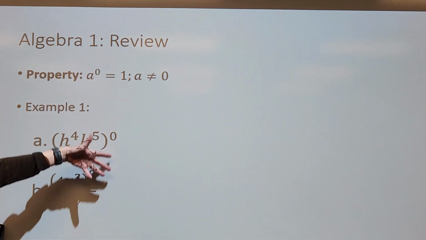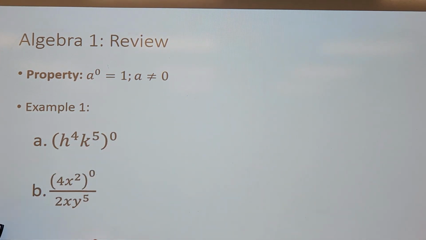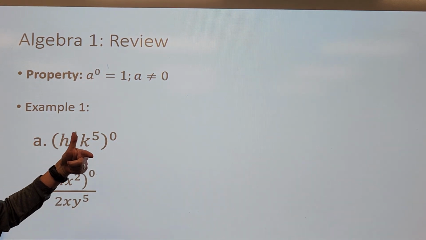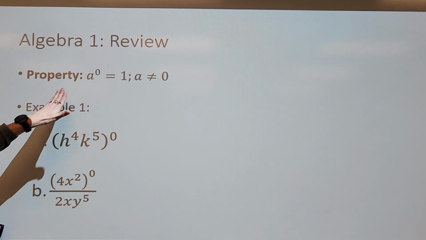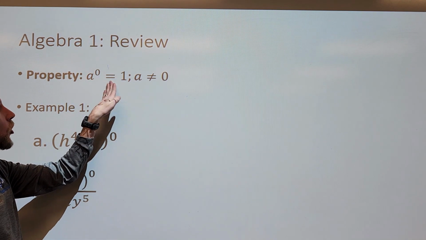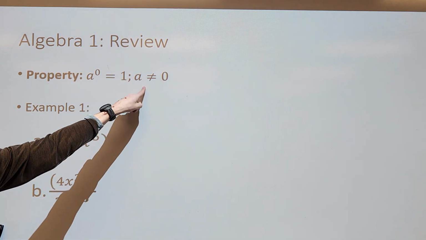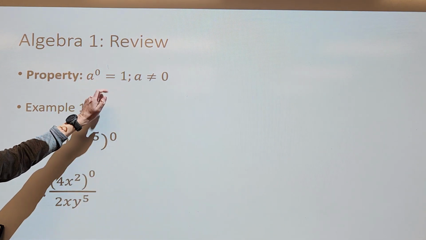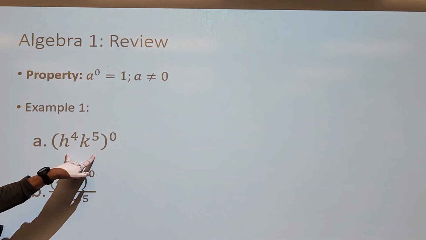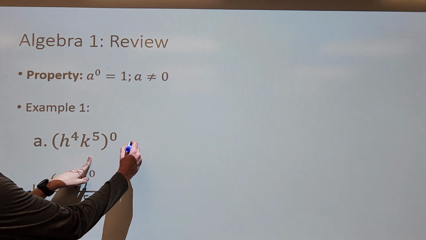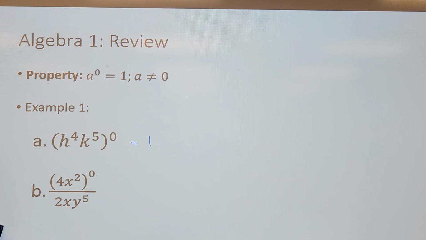But in order to do that, let's review this Algebra 1. I've got 5 key properties, and of course the examples that go along with them. I've got 2 for each one. Our first property is that anything to the 0 power is equal to 1, as long as that base does not equal 0. So this to the 0 power is going to equal 1. That's it. Nothing fancy to do there.